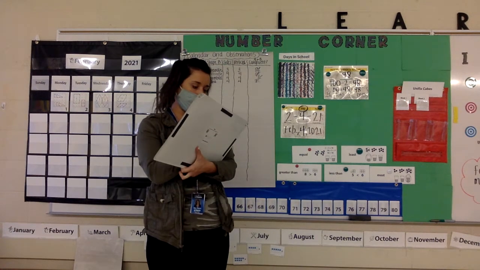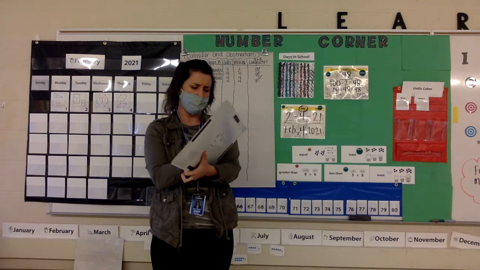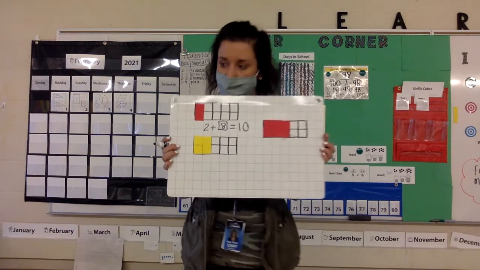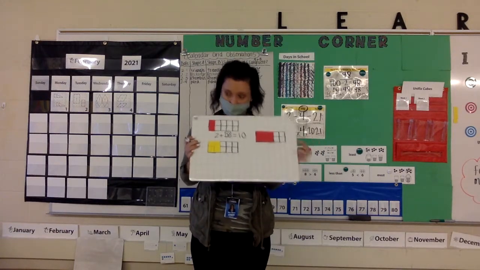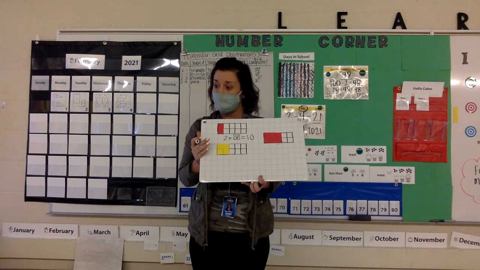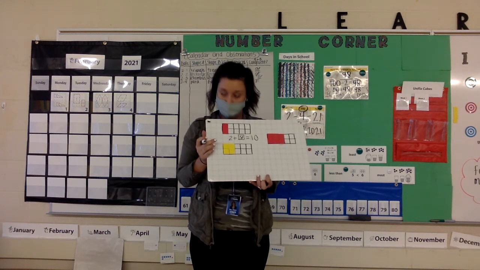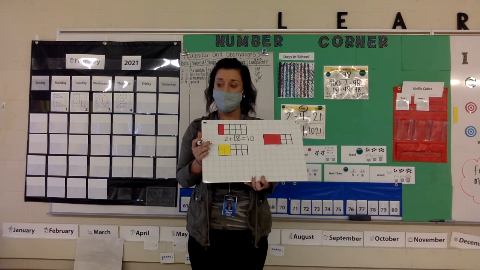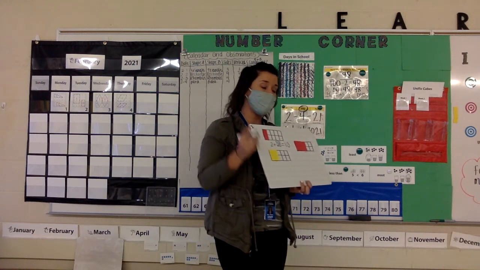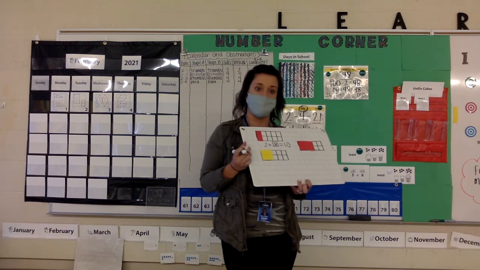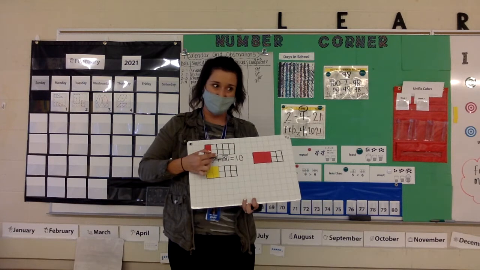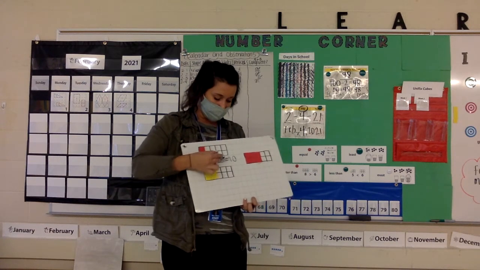How did you figure that out so quickly? I didn't see you use your fingers. What did you do? Well, I remember that 9 plus 1 is 10. So if you take away 1 from 9, it's 8. You're right. So she said she already knows her partners of 10. She knows that 9 and 1 more is 10. But this is a 2, so we have to take it away from the 9, and that would make it an 8. 2 plus 8 equals 10.